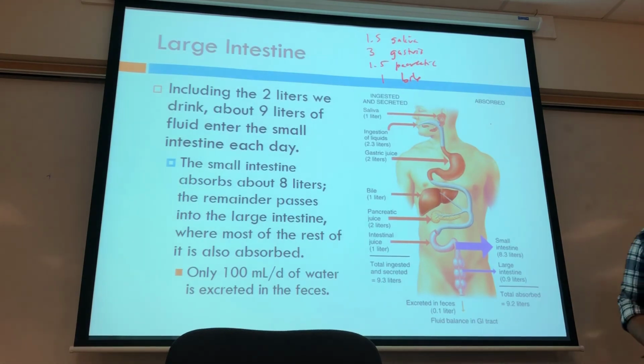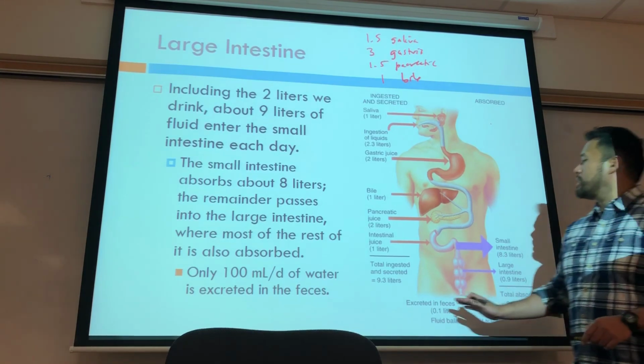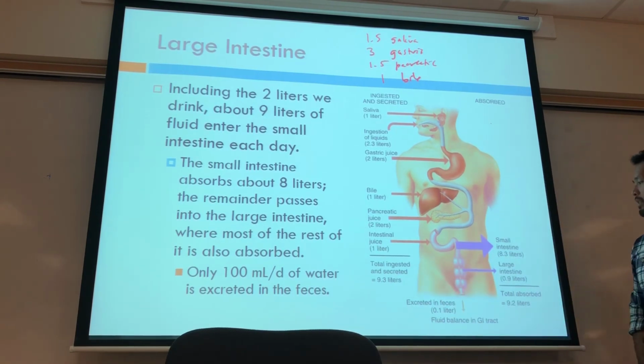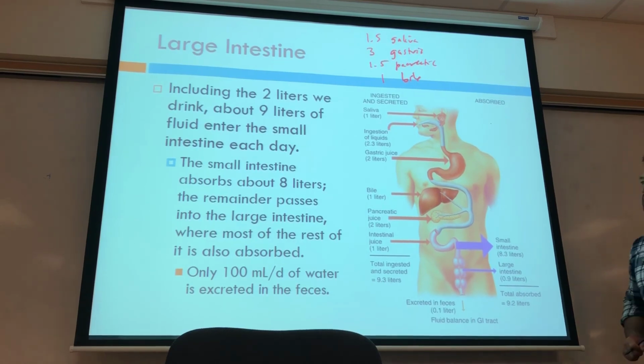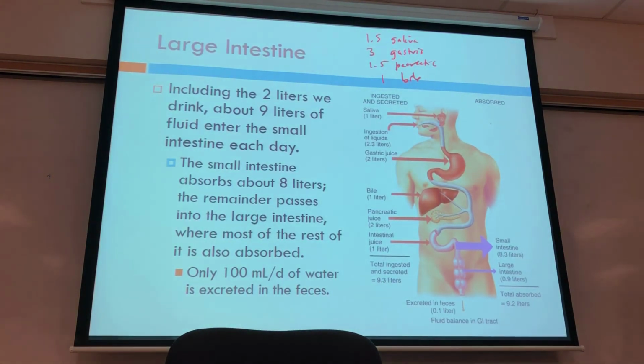The small intestine absorbs 8 out of those 9 liters. The large intestine does the final 1 liter of absorption. So the final bit of what we have left is about 100 mL of water in the feces. This is our way of being able to conserve.